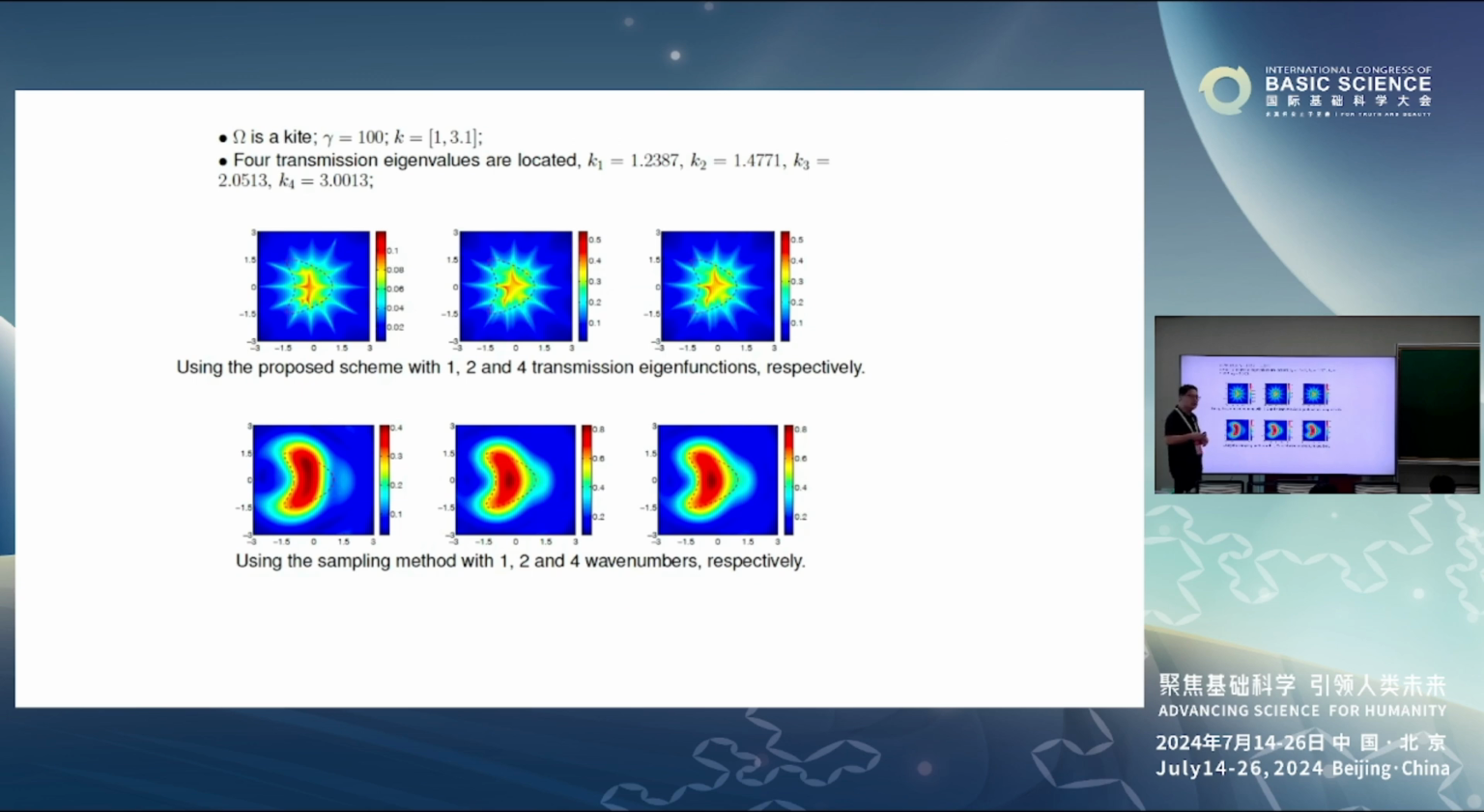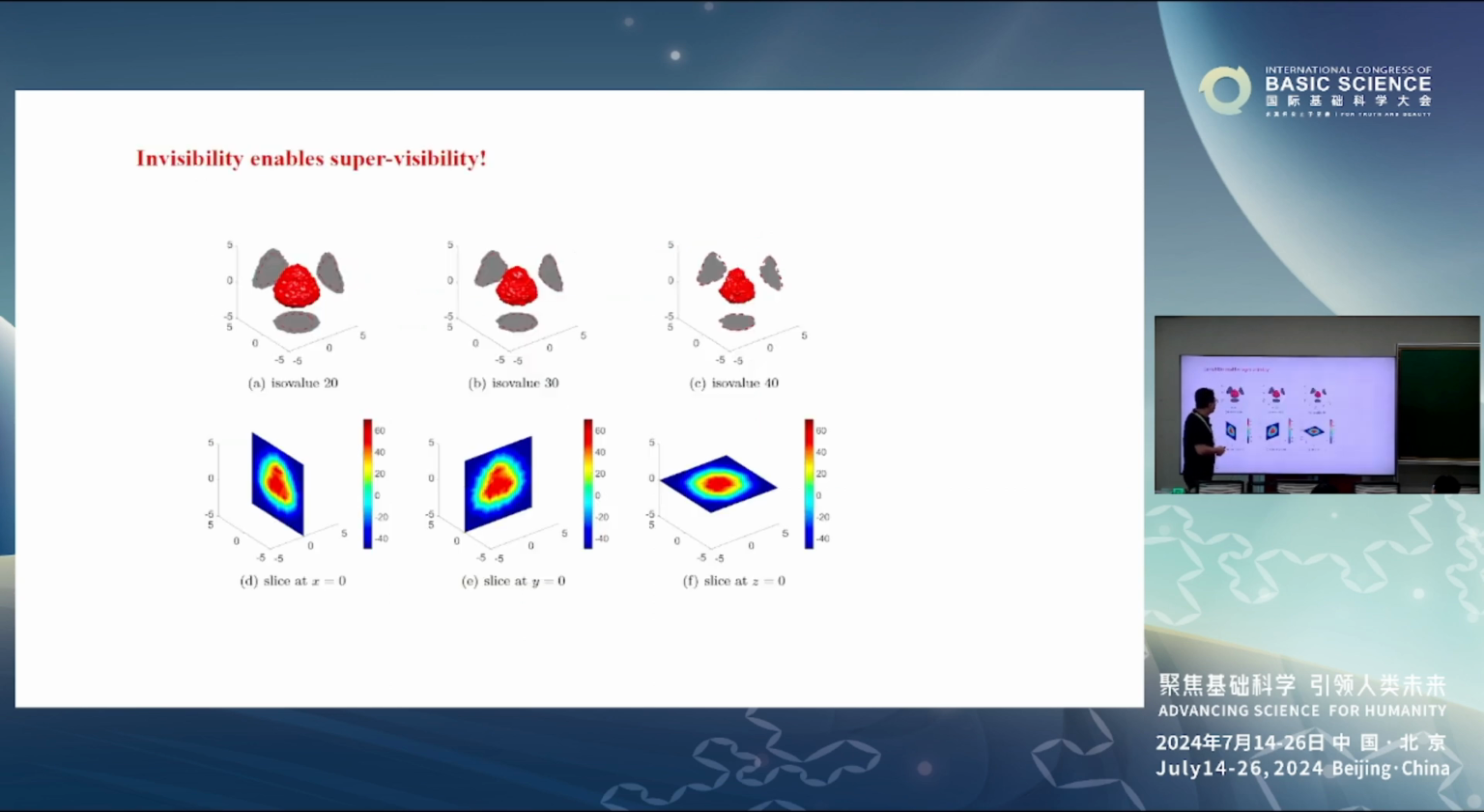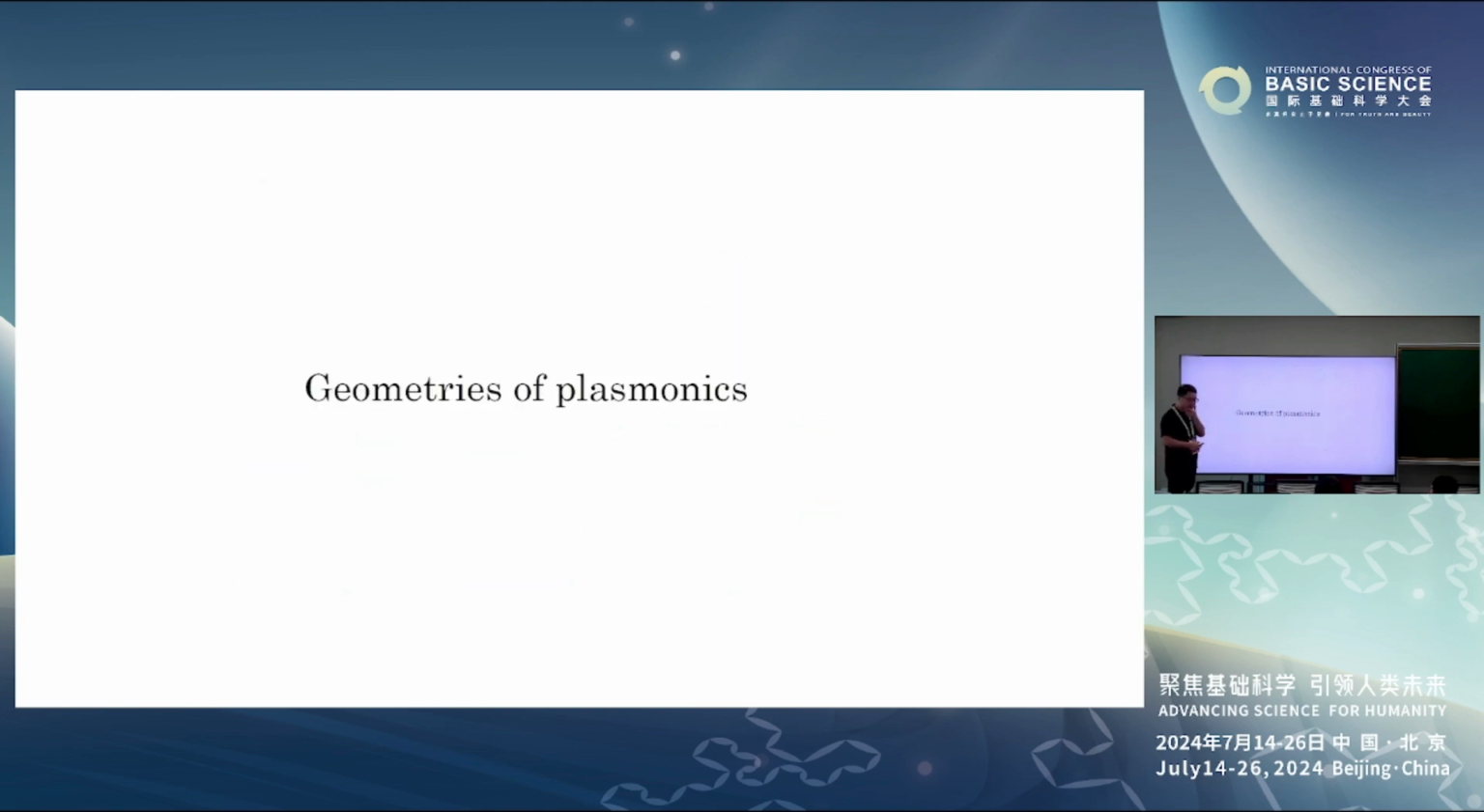But now, as I said, you can combine this vision from outside and from inside. This is from inside. This is the kite. The object is a kite. If you detect this object from outside, you see this, and if you detect from inside, you see this. But now you combine these two, and this is the way to do this imaging. We combine this vision from inside and from outside. You can find a much better reconstruction. So that means what? This is our viewpoint: invisibility enables super visibility.